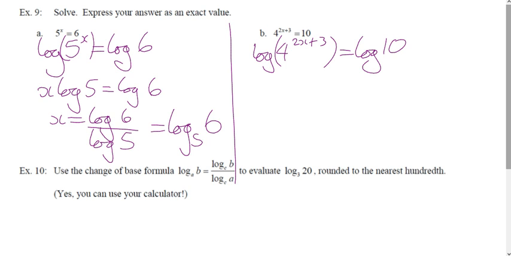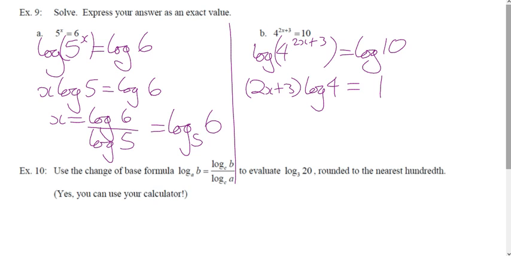Take log of both sides. What does this side become? 2x plus 3 log 4. What does this side become? 1. Right, this is log 10. What's the base on a log when there's no base on the log? It's base 10. Okay. All right.